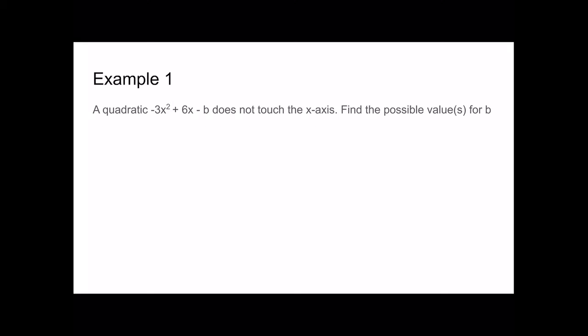So a quadratic negative 3x squared plus 6x minus b does not touch the x-axis. Find the possible values for b. Alright, so it does not touch the x-axis. The first thing that should come into your mind is that there are no real solutions, because there are no real x values for when y equals 0. So b squared minus 4ac, you instantly know, must be smaller than 0.